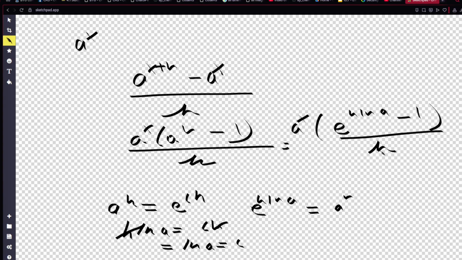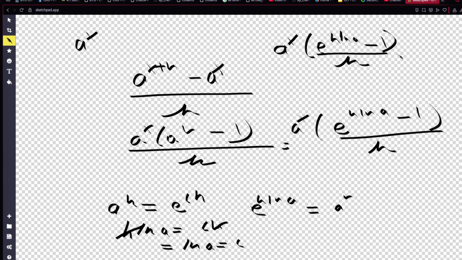But h can be rewritten as, I believe the way I did it was, yeah, so the limit as h approaches 0. So that would essentially be equal to a^x times (e^(h ln a) - 1) divided by h. Oh yeah, I remember how I did it.